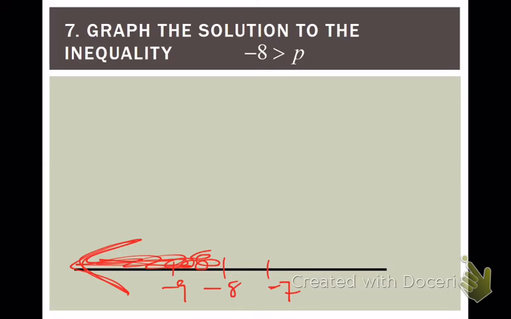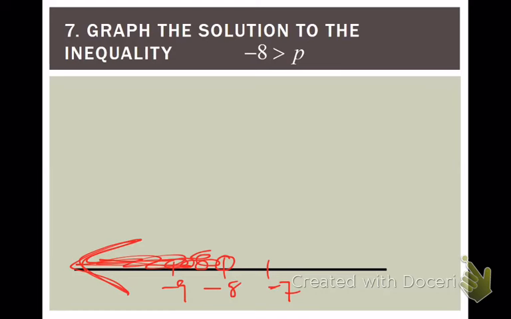All right? And so I don't want to include negative 8. Negative 8 is not bigger than negative 8. So open circle here. And then we're done. Okay? Now be careful. Be careful to read the inequality to know which way you're supposed to shade.